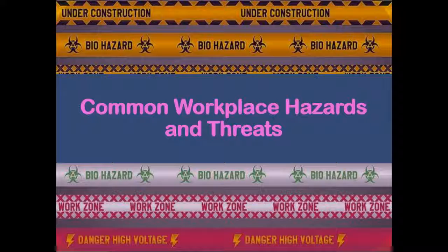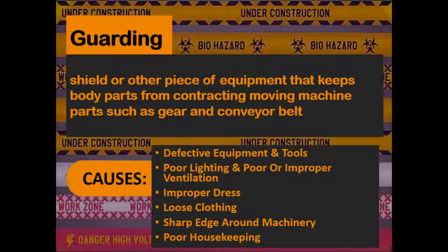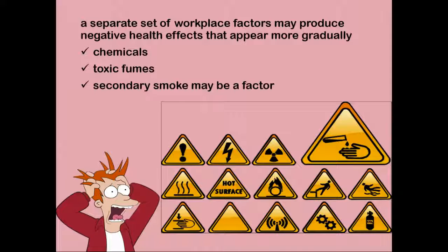Common workplace hazards and threats. Guarding is a shield or other piece of equipment that keeps body parts from contacting moving machine parts such as gears and conveyor belts. Causes are defective equipment and tools, poor lighting, poor or improper ventilation, improper dress, loose clothing, sharp edges around machinery, and poor housekeeping. A separate set of workplace factors may produce negative health effects that appear more gradually, like chemicals, toxic fumes, and secondary smoke.